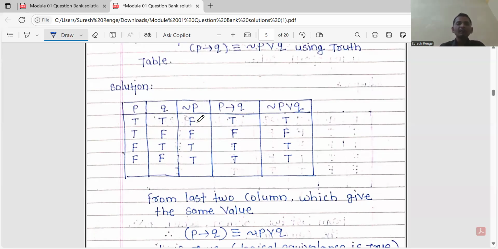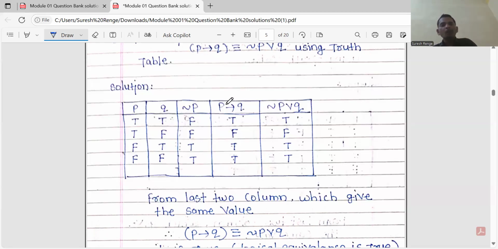The value of P in the first row is true, so the negation is false. In the second row, P is true, negation is false. In the third row, the value of P is false, negation is true, and in the fourth row, the value of P is false, so the negation is true.